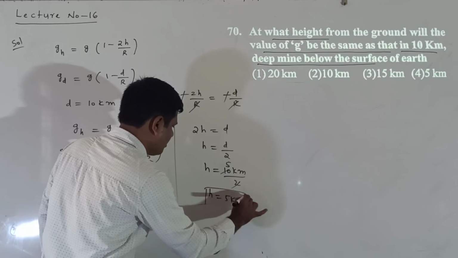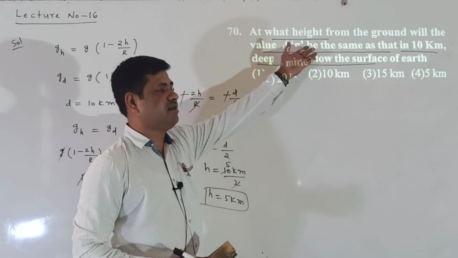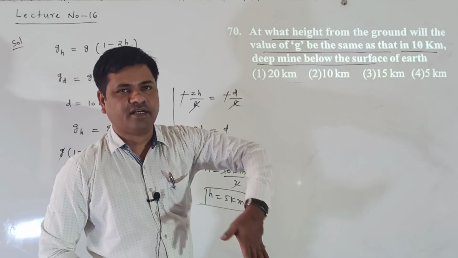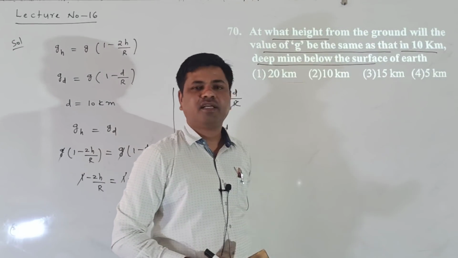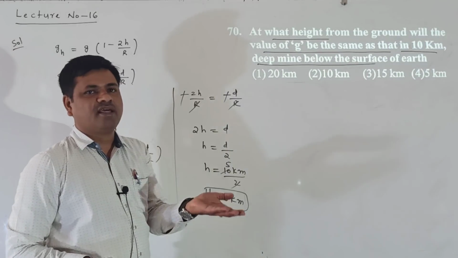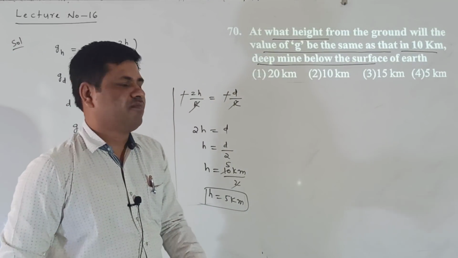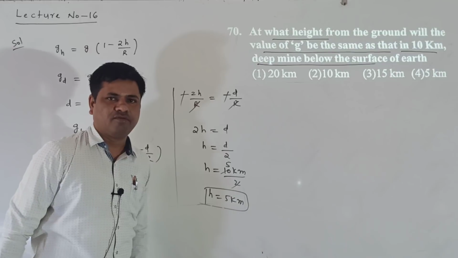At this height, the acceleration due to gravity at the height equals the acceleration due to gravity at the depth. The depth value is 10 kilometer. The acceleration due to gravity at the height and at the depth are both the same at h equal to 5 kilometer.